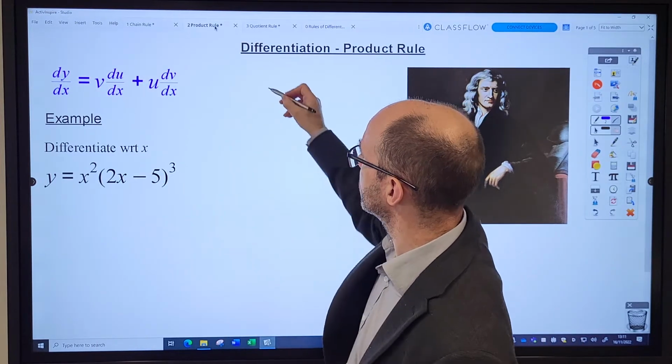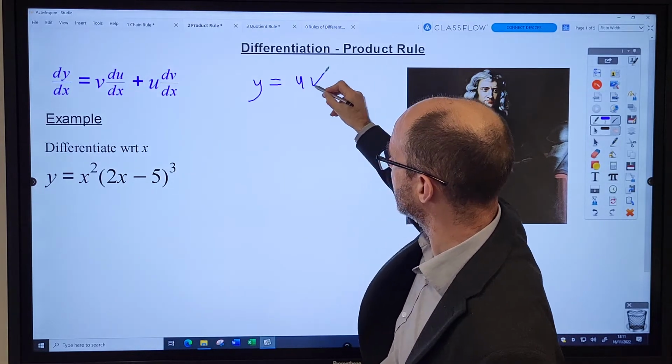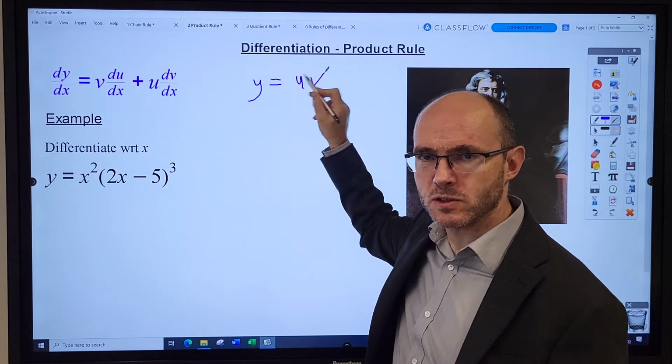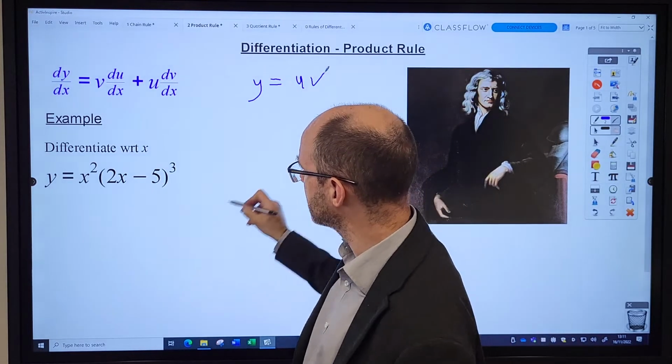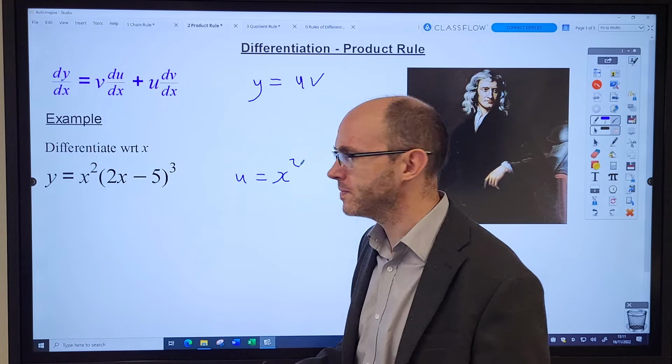Okay, so when you've got an expression such as y is equal to one function of x times another function of x, so u times by v. So what we do is traditionally let the first term be u. You don't have to. You can do it in any order you wish.